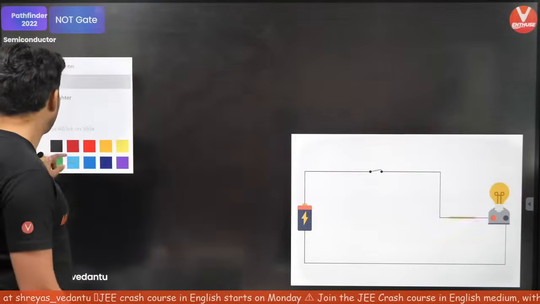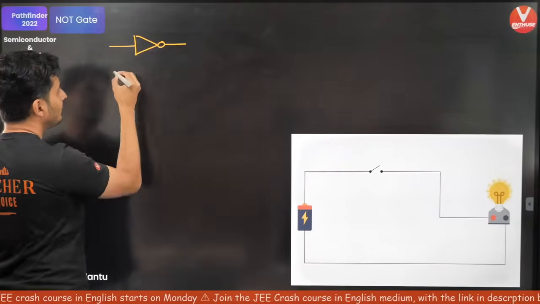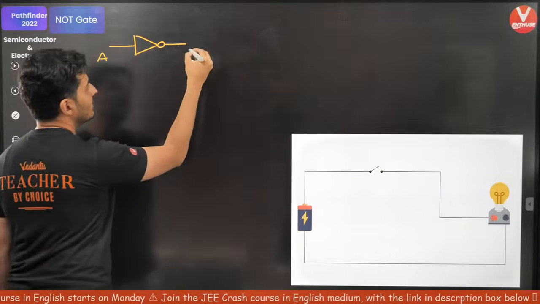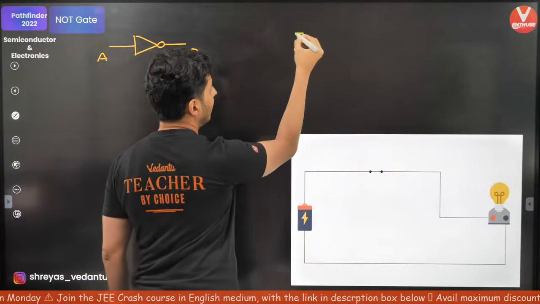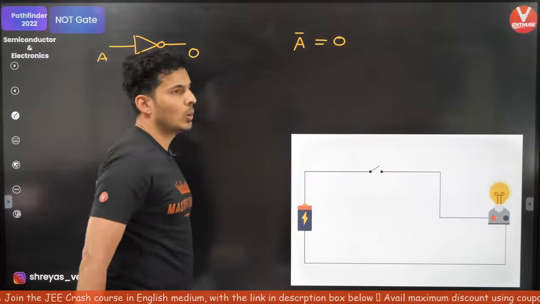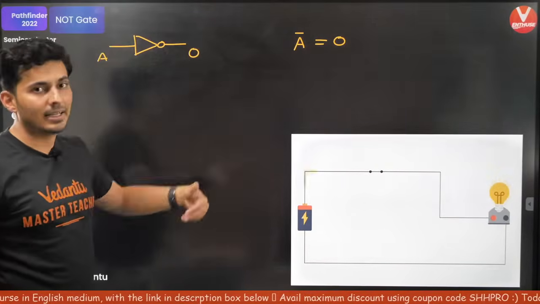And the way of representing it symbolically is like this, a NOT gate. This is your input, this is your output. Mathematically, you represent it with a bar. A bar is equal to O bar. You put a bar over that thing, that means you're negating it.